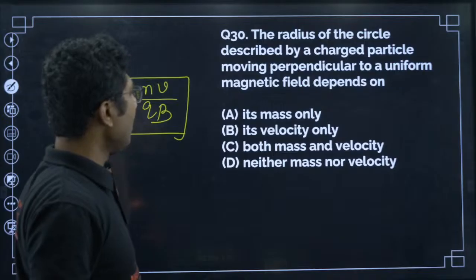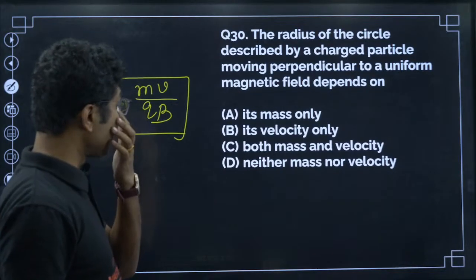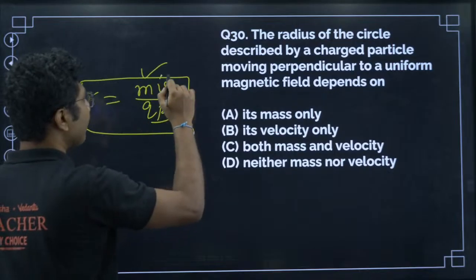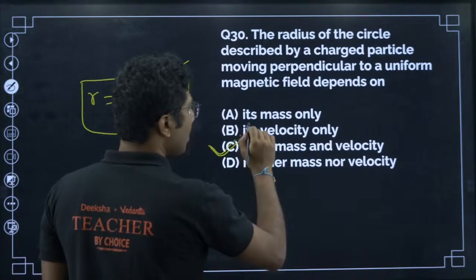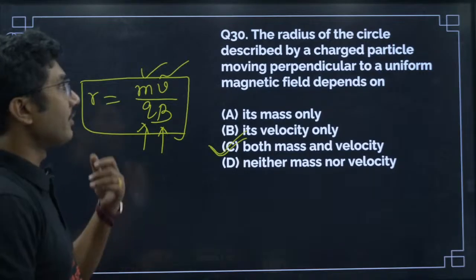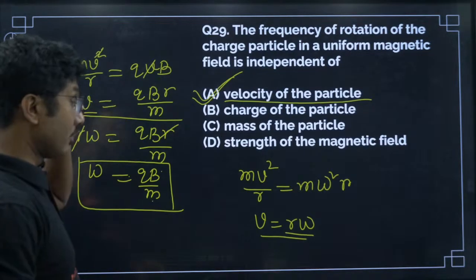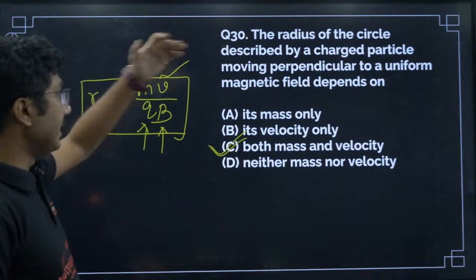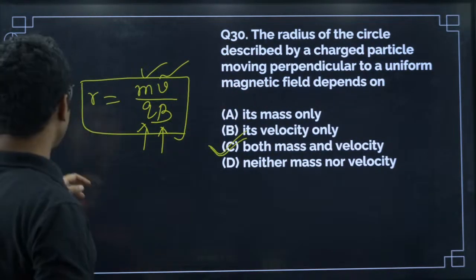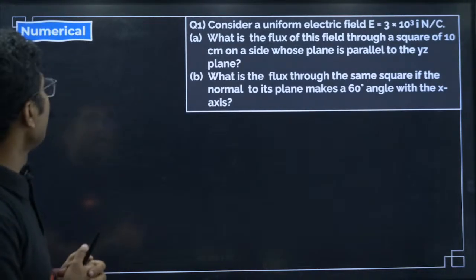It depends on mass, it depends on velocity, both mass and velocity, and charge and magnetic field also. So, both mass and velocity is the correct answer for radius, but angular frequency does not depend on velocity. In radius it depends on velocity. Okay, clear? Now, we are going to solve some numerical questions.